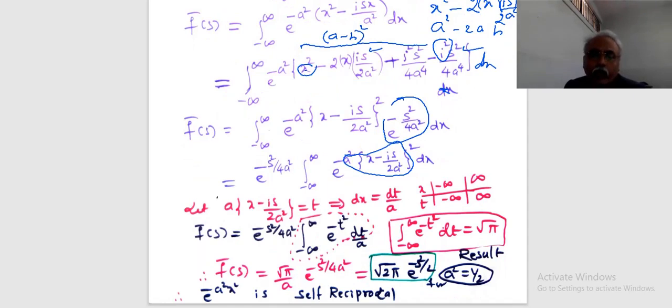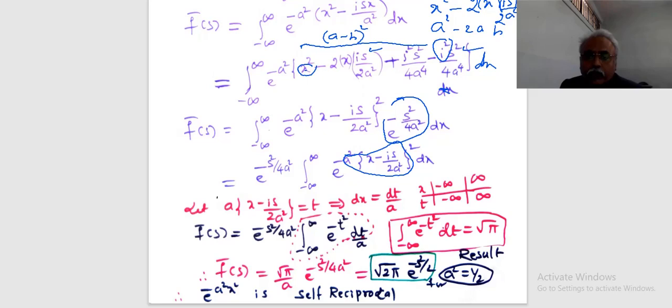For the time being, outside as it is, range as it is, this whatever I have marked will become t e raised to minus t square dt by a. A you can take out. So I have taken a out. And this is a standard value.